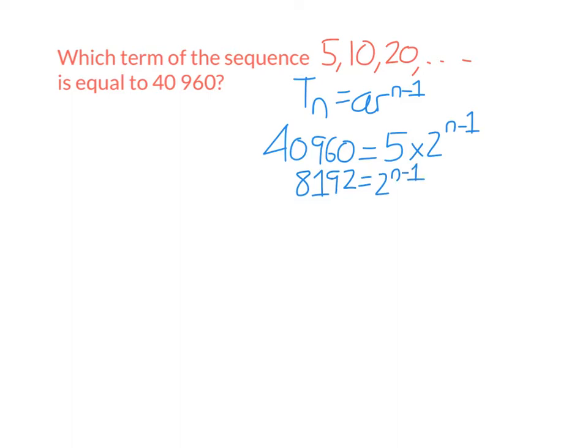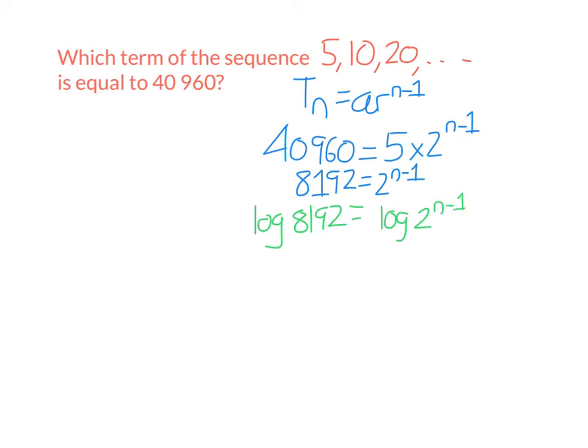So we've gone through a few methods of doing this. You could use trial and error, graphical methods. Easiest way is to take the log of both sides. So if I take the log of 8,192, that will equal the log of 2 to the power of N minus 1.